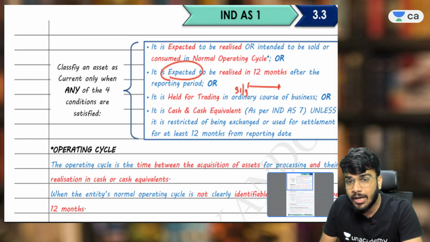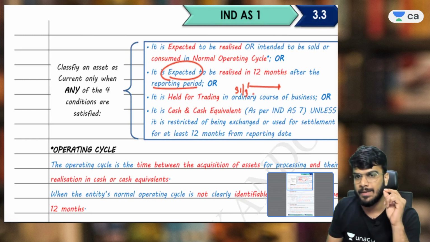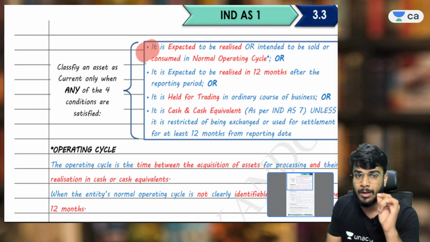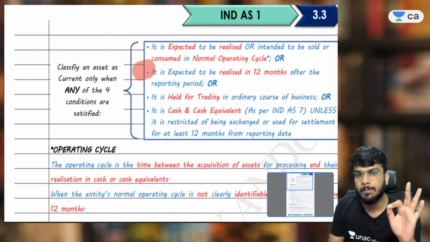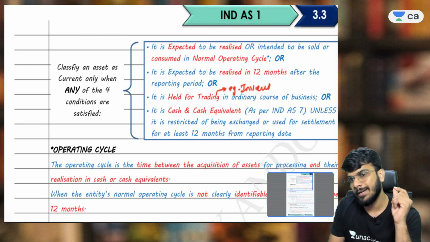12 months from the year end, from the reporting period, right? So if you feel you will be able to receive that money in 12 months from the end of reporting period, you can classify that particular item as current, right? The third point is if it is held for trading. So what is an example of held for trading? It can be an inventory for you, right?